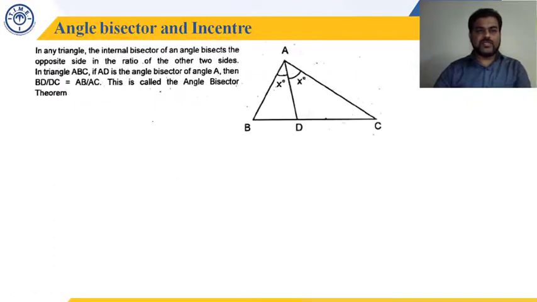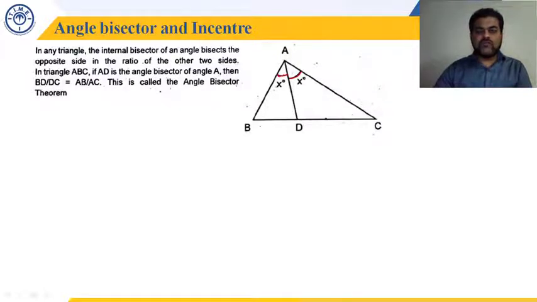Now let's look at angle bisector and incenter. In a triangle, the internal bisector of an angle divides the opposite side in the ratio of the other two sides. So let's look at this triangle. AD is an angle bisector, so this angle and this angle are the same.